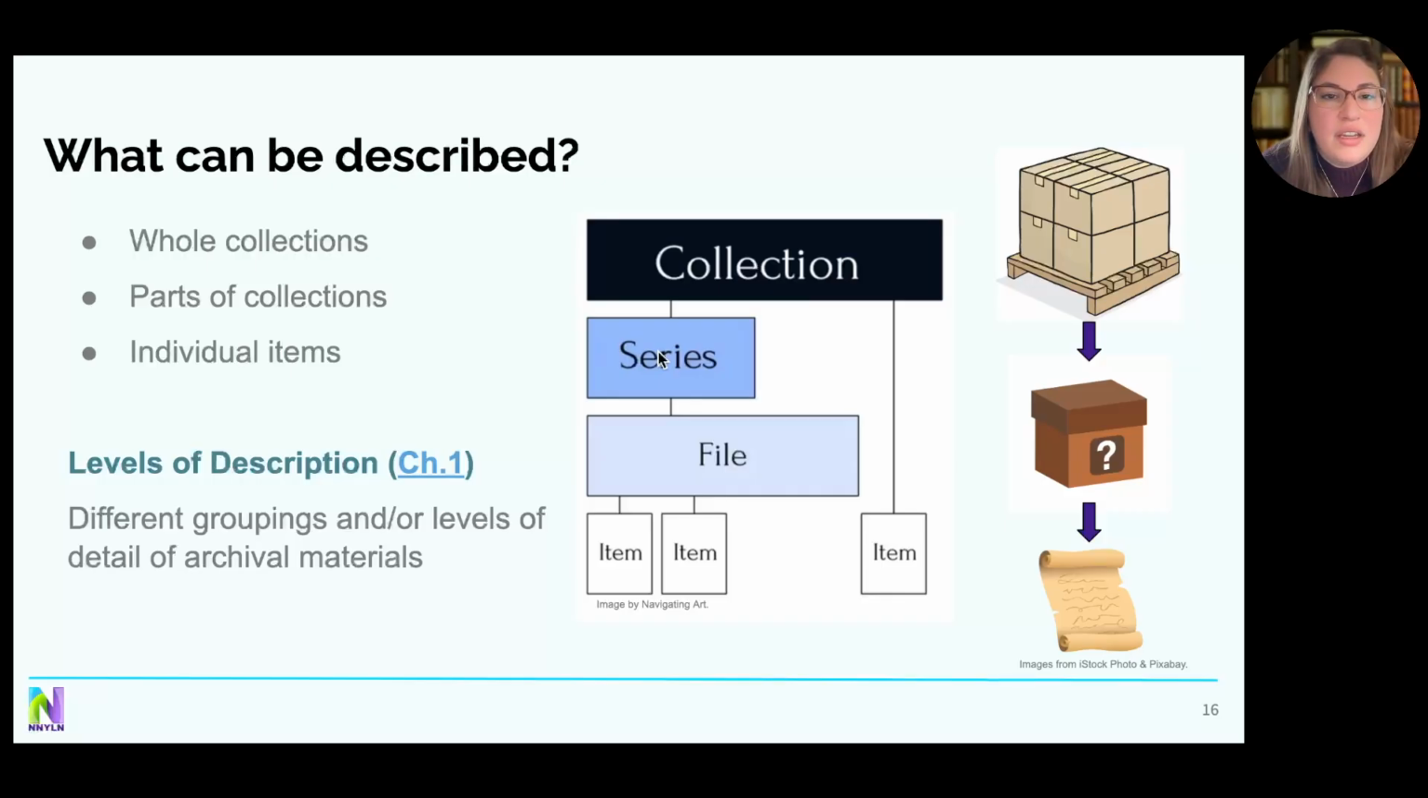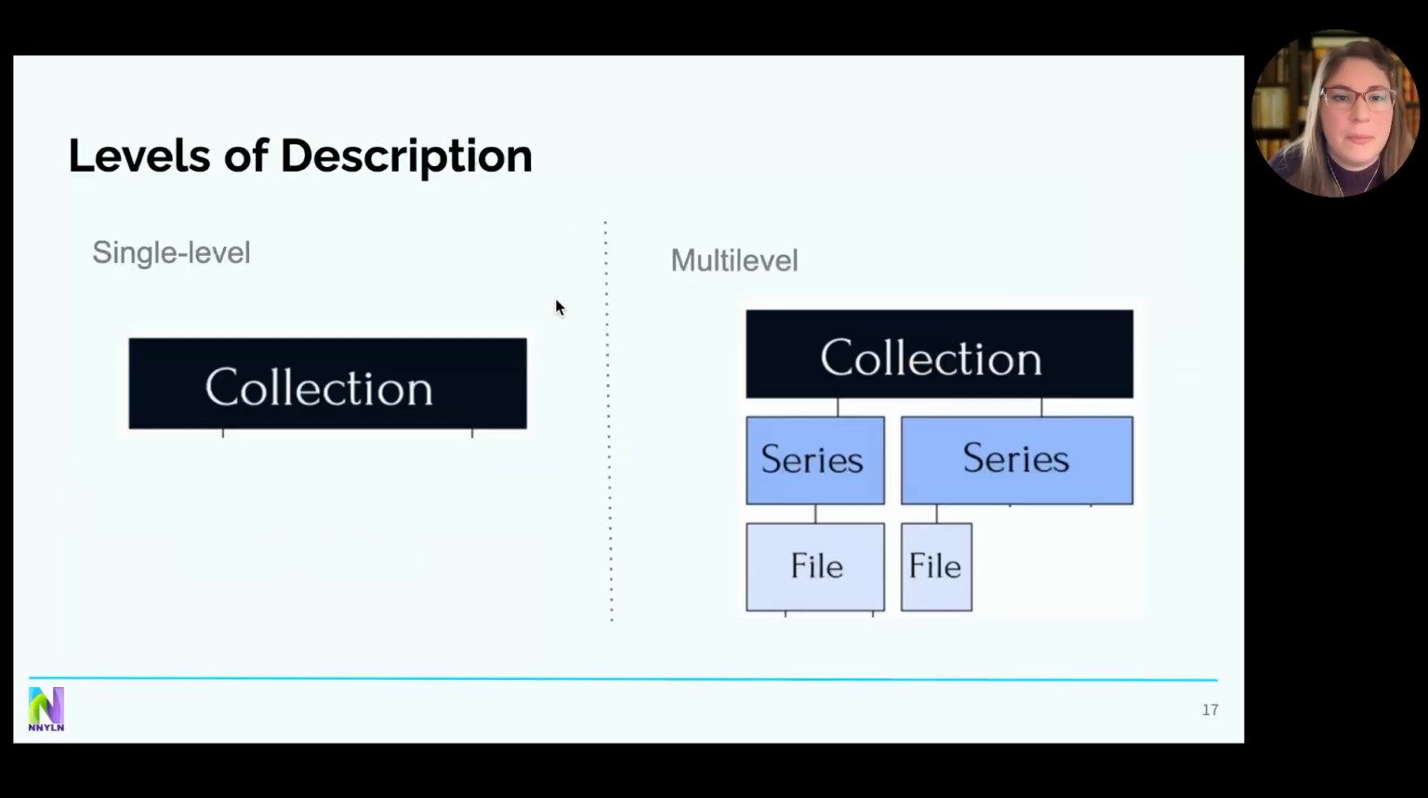So when DACS is talking about the levels of description, it's talking about these different groupings or how many groups we're describing at a time. Are we just describing one individual thing? Or are we describing a bunch of chunks of information? And this becomes really important because DACS tells us what kind of information we want to capture depending on how many groupings or how many levels of detail we're talking about.